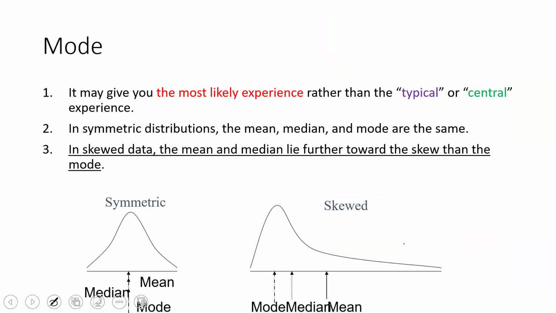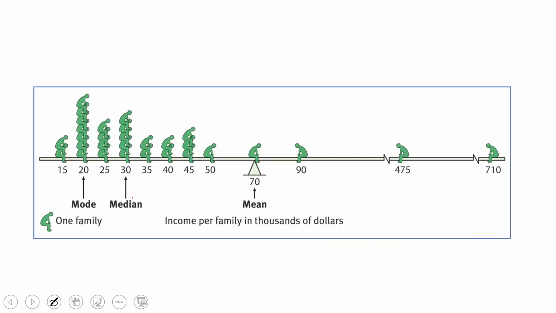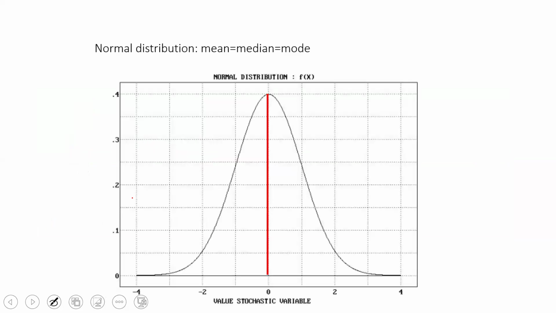So it gives you the most likely experience. In a symmetric distribution, they are all the same. If the distribution is symmetric, the mean is the same as the median, which is the same as the mode. In skewed data, the mean and the median lie towards the skew, but the mode is not affected. Mode is mode. It remains where it is. So if you have a normal distribution where everything is a mirror image of left and right, the mean equals the median, equals the mode. And that is what you have here, if it's a normal distribution.